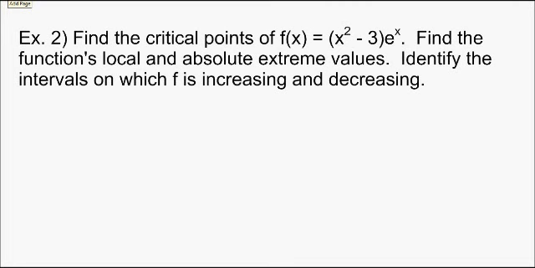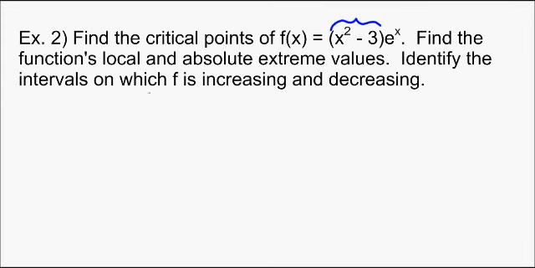Find the critical points of f of x equals (x squared minus 3) times e to the x. Find the function's local and absolute extreme values, and identify the intervals on which f is increasing and decreasing. Okay, so just like before, I'm going to recognize that this polynomial is a continuous function, e to the x is a continuous function. The whole thing is continuous.